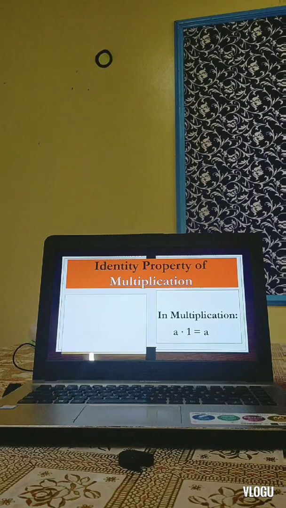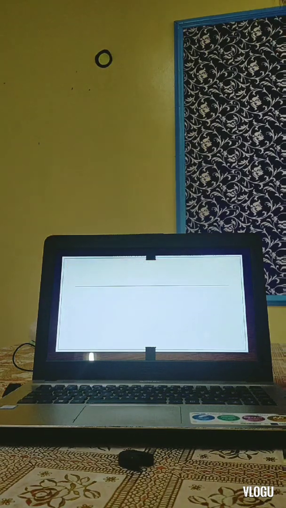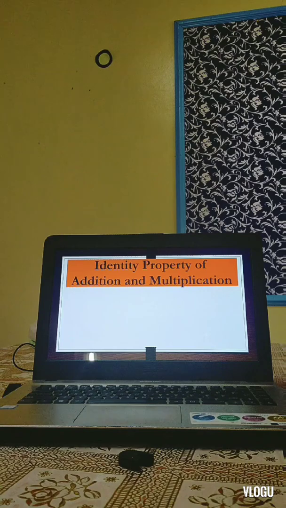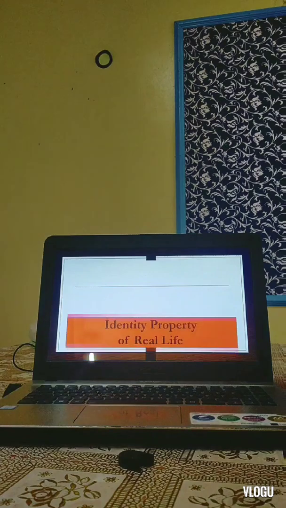And how about in multiplications? For example, 10 times 1, and of course, its original number is equal to 10. And in multiplications, in algebra, a times 1 is equal to a, or of course, its original number. You will have the identity property for additions or multiplications. What returns the input unchanged? It does not change. For example, x plus 0 is equal to x, and x times 1 is equal to x.